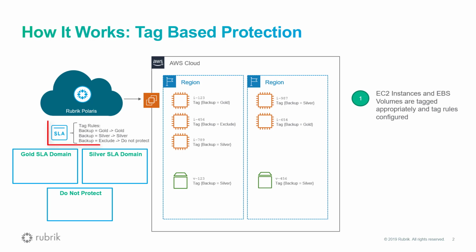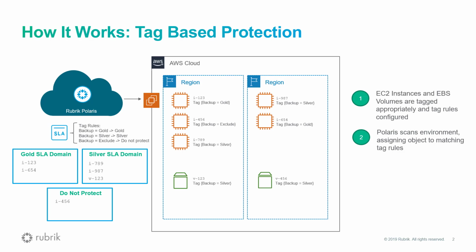So in this case, you can see we're mapping a tag called backup. If its value is gold, it maps to the gold SLA domain. If its value is silver, it maps to an SLA domain named silver. And if its value is exclude, it actually sets that EC2 instance or RDS deployment to do not protect. So we go ahead, set up our tag rules within Polaris, and then simply assign tags to resources within AWS. Polaris then scans the environment during the creation of the tag rule and periodically after that, and applies the SLA domains to the objects which are tagged appropriately.